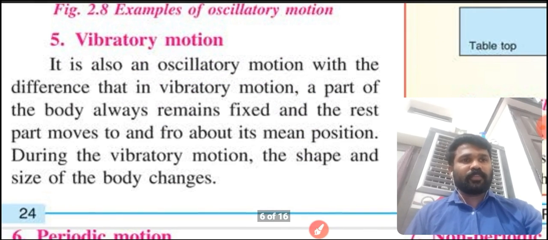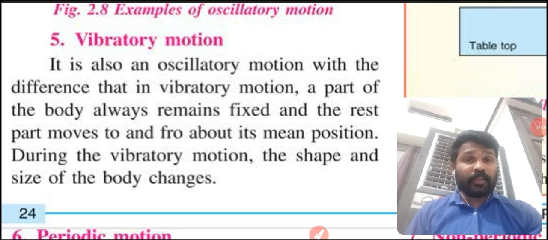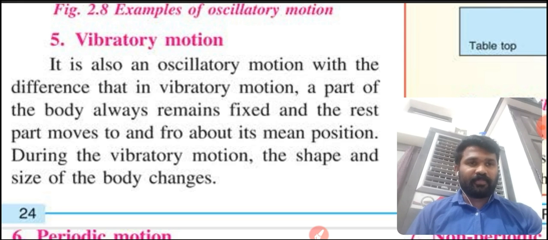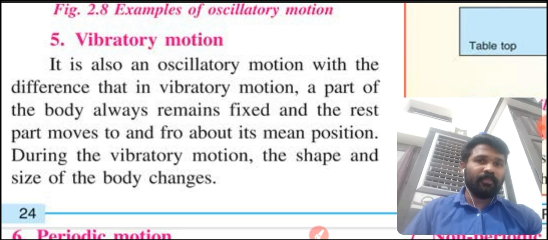Now we are going to discuss vibratory motion. It is also an oscillatory motion, with the difference that in vibratory motion, a part of the body always remains fixed. That is the difference between vibratory and oscillatory motion. One end will be fixed, the other end will be in a to and fro motion. The rest of the body moves to and fro about its mean position.